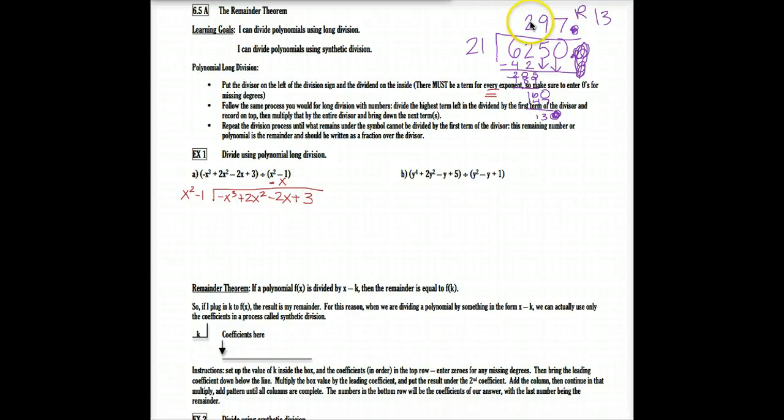After you wrote something on top, you multiplied it times the divisor. So we're going to do that. Negative x times x squared is negative x cubed. Then, because there's two terms here, negative x times negative 1 is positive x. Notice that I'm lining them up under their like terms.